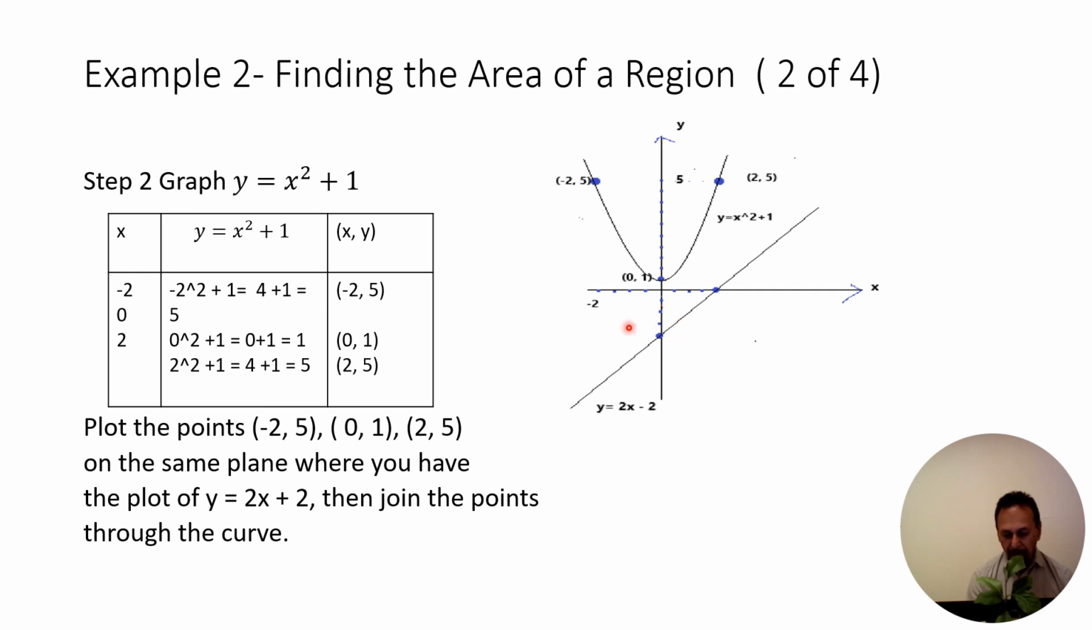So we plot -2, 5 and this here. And then we pick 0, and 0 squared plus 1 is 1, so we get (0, 1), the second point. And then you pick 2, and you get (2, 5) at this point. Connect these 3 points, and you get a parabola.